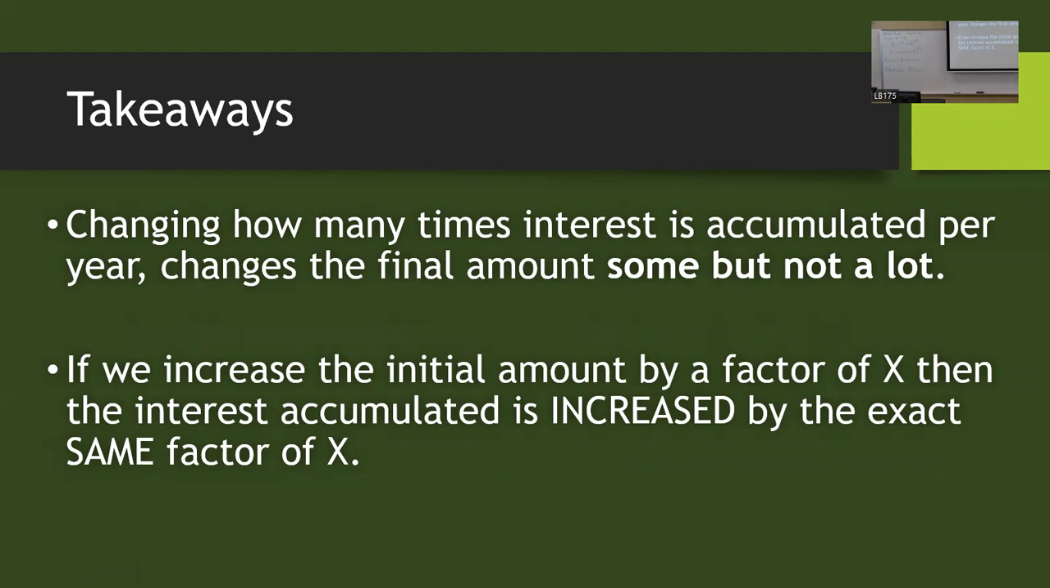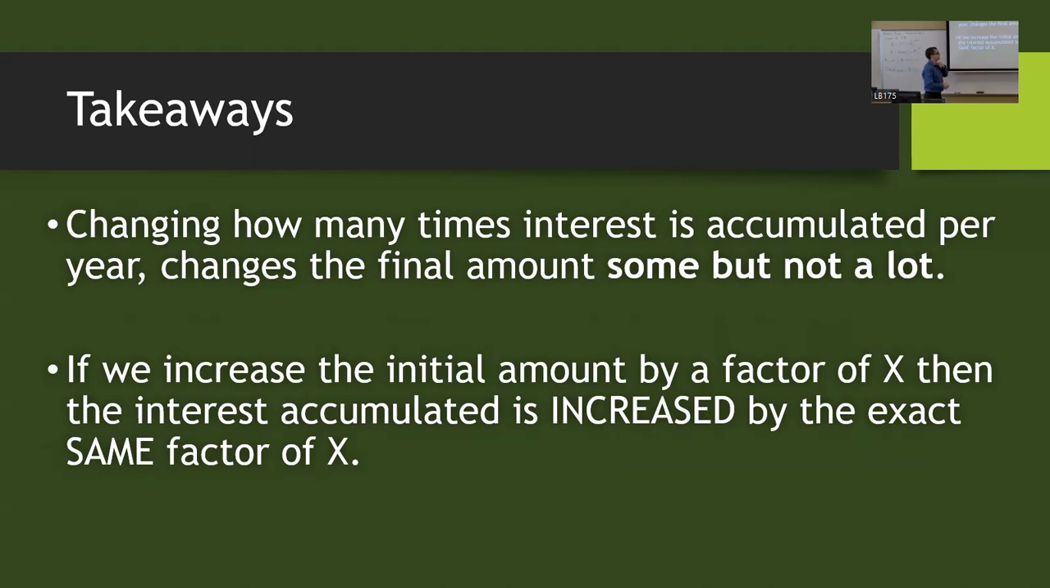So here are the big takeaways. If I change how often the interest is accumulating per year, it does change the final amount some, but not a ton. Okay. So if you change the M, it does change the final amount, but not by a ton.